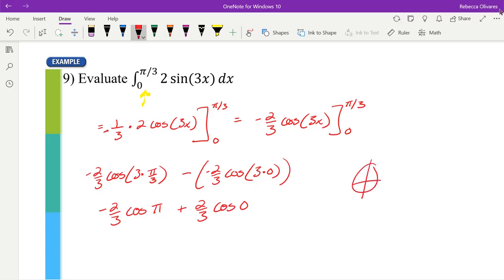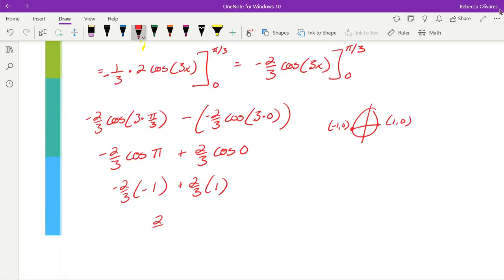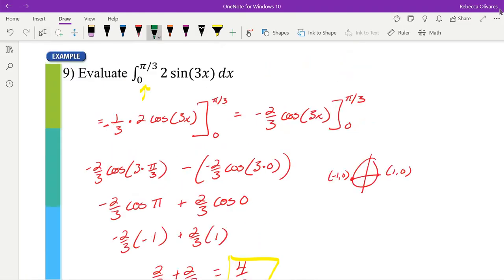So remember that pi is over here, and the coordinates are negative 1, 0. 0 is here, the coordinates are 1, 0. So the cosine of pi is negative 1, and then the cosine of 0 is positive 1. So I have 2/3 plus 2/3, which is 4/3. And if I had wanted to do the u substitution, which we're going to do in another example in just a minute, we would have to let u equal 3x.